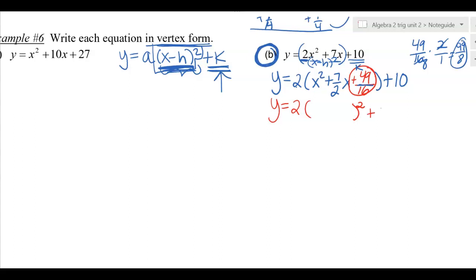I need to balance that out. How do I balance out the fact that I inserted 49 over 8 extra units onto the right side of the equation? How do you fix that?